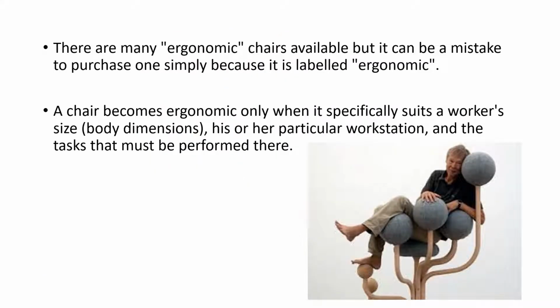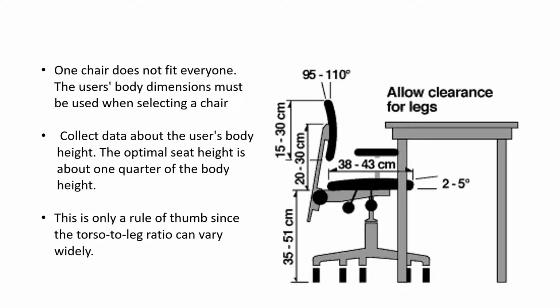Nowadays, you can find a lot of advertisement about ergonomic chairs, but just the title or label of ergonomic doesn't mean that the chair is good for a person. The chair should be suitable for worker size, as well as the particular workstation they work at, and also the type of tasks they are supposed to do. You may use some of these anthropometrical measurements to find a good chair.